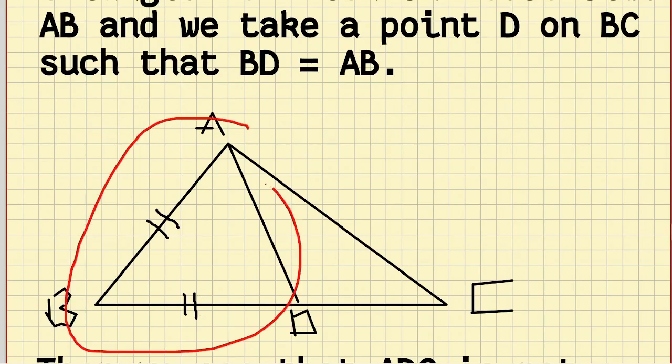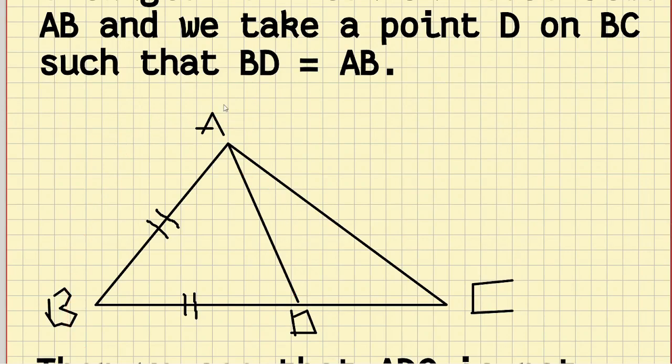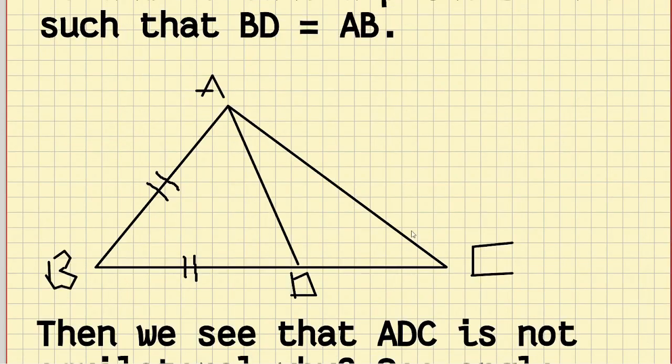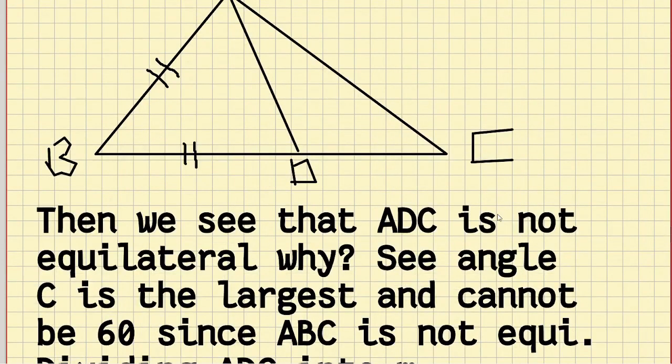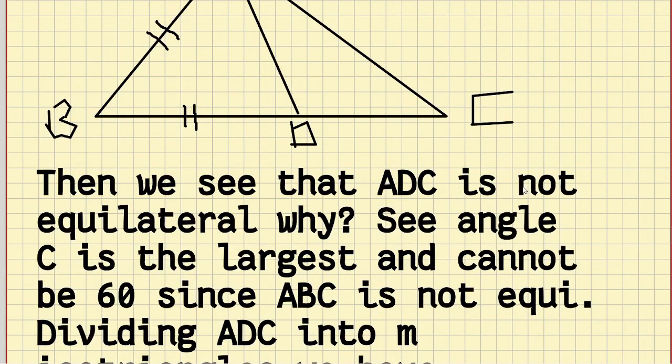Since AB is the shortest side, I can take out a length BD on BC, since that has to be true. Then we see that ADC is not equilateral. Why is ADC not equilateral? Since I assumed that the triangle was non-equilateral and AB was the shortest side, then angle C would be the largest angle, and it cannot be 60 since ABC is not an equilateral triangle.